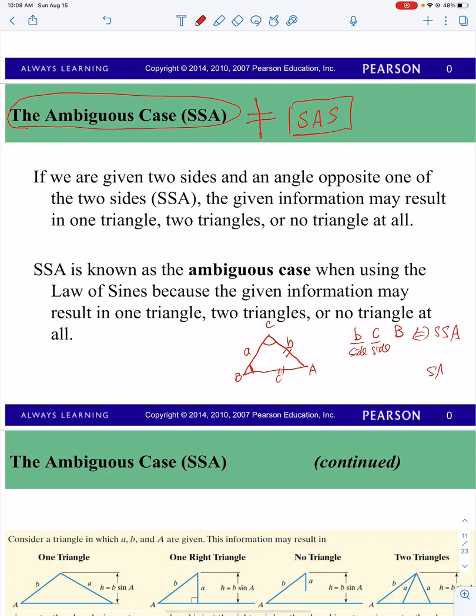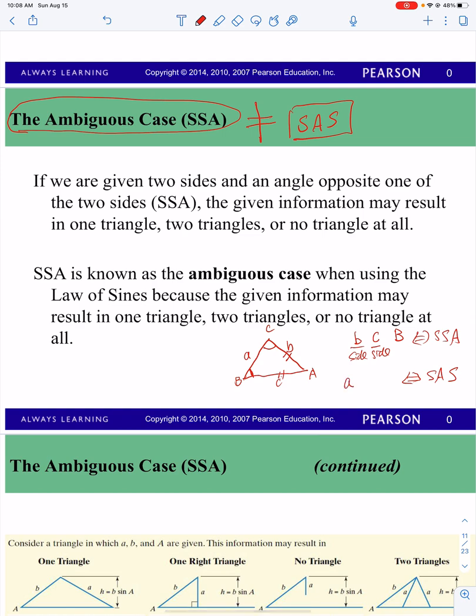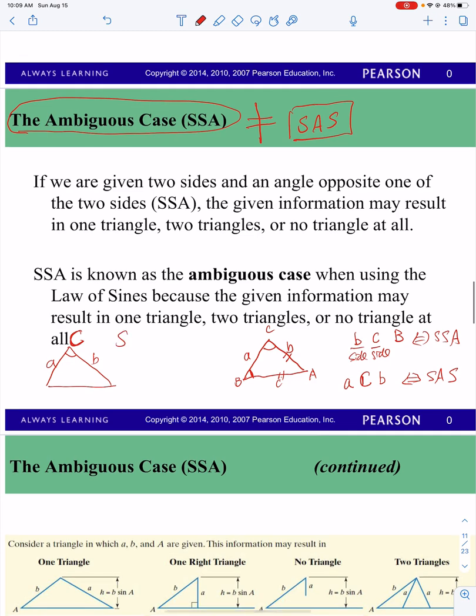What means SAS? The angle is in between the sides. You are given a side a, you have angle C, and you have a side b. So why does this not work? If you are given a, b, and the angle C here, are you with me? Do you have a pair? SAS will not give you a pair.